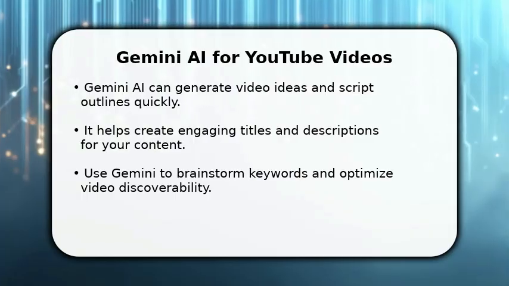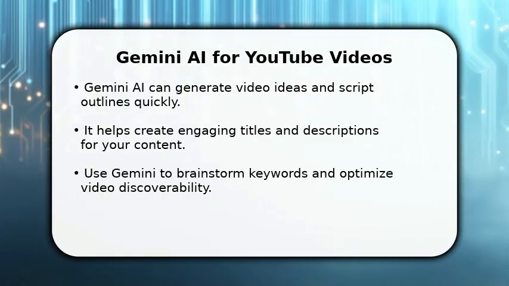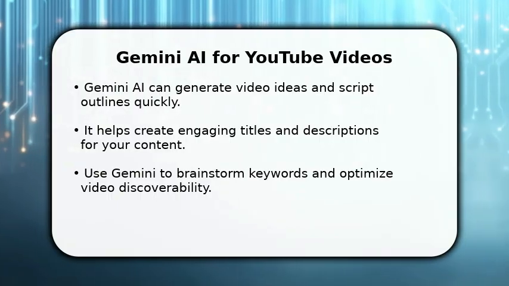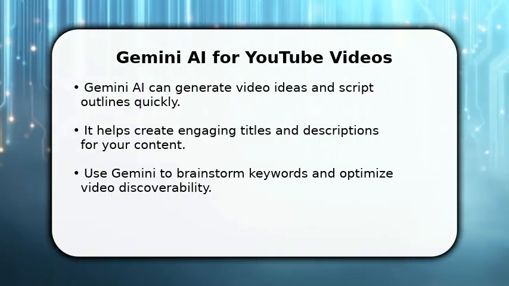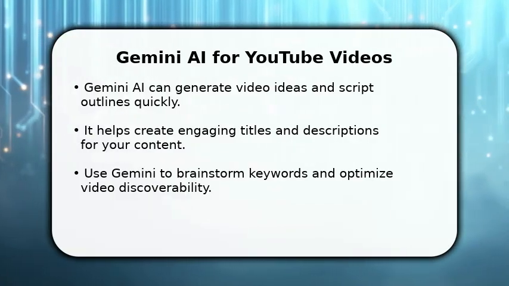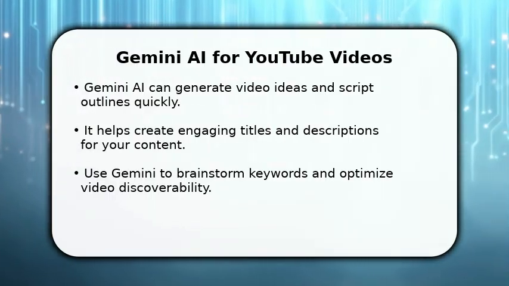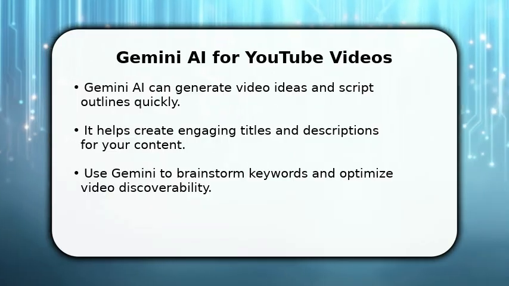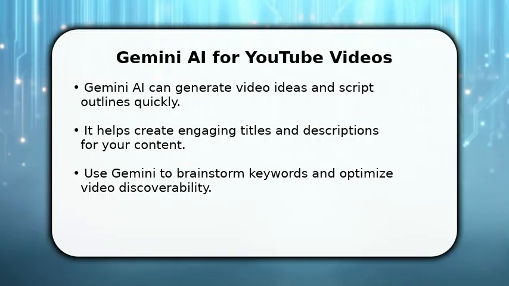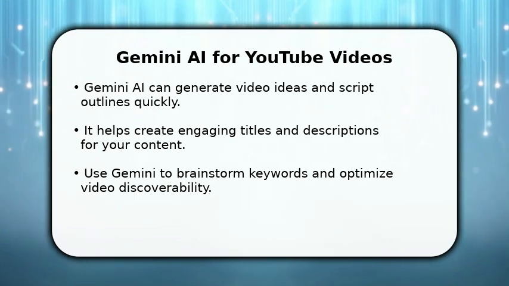Enjoy the video. In this video, I will explain how to use Gemini AI for YouTube videos. First, begin by prompting Gemini with your initial video concept or topic. You can ask it to generate 5 unique video ideas, complete with brief descriptions. This initial step saves you valuable brainstorming time, allowing you to quickly move to content creation. Gemini can also suggest compelling angles to capture your audience's attention from the very start.